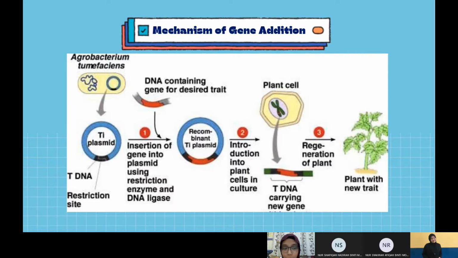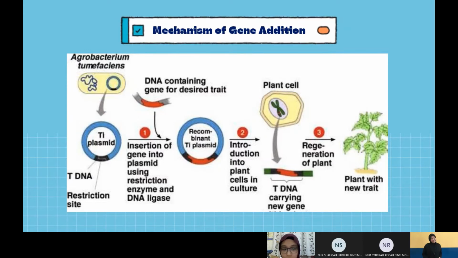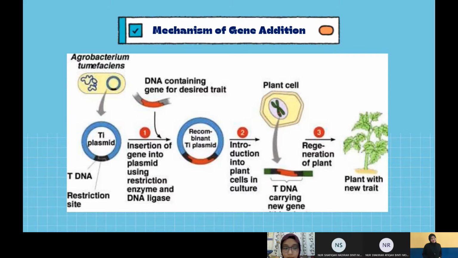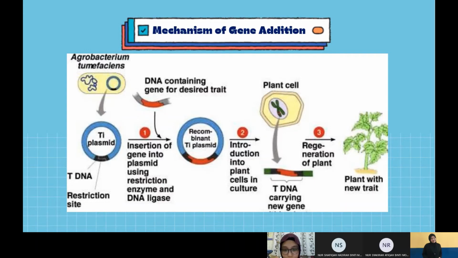The Ti plasmid carrying the foreign gene will then be introduced into the chromosome of the plant cell and grown in a culture. Then, regeneration of the plant occurs and will result in a plant that carries the new cloned genes and may express it as a new trait. For example, they are resistant against herbicide and able to produce their own insecticide.